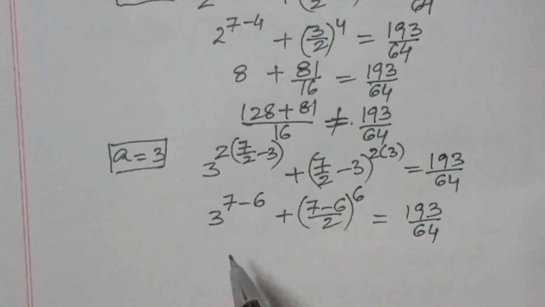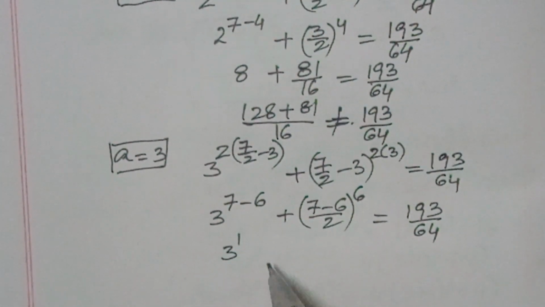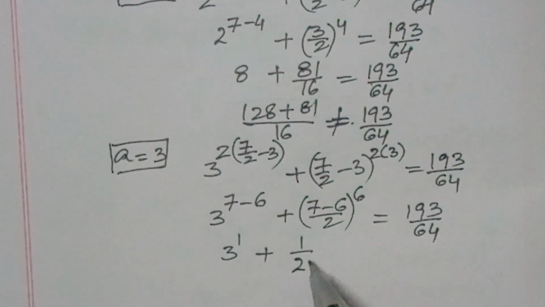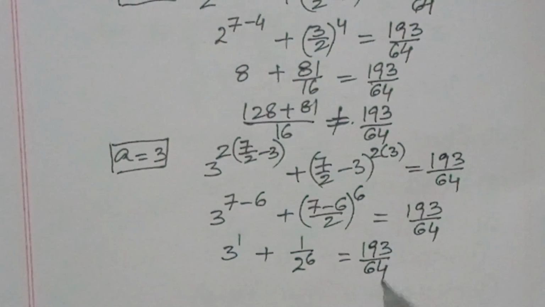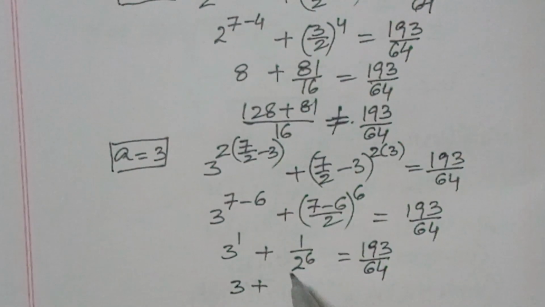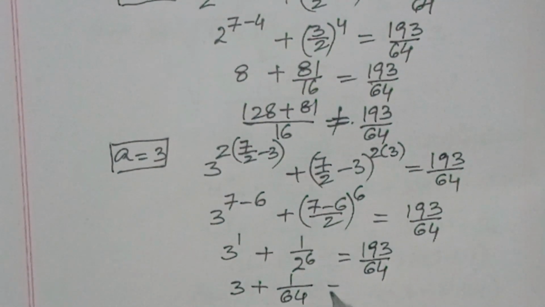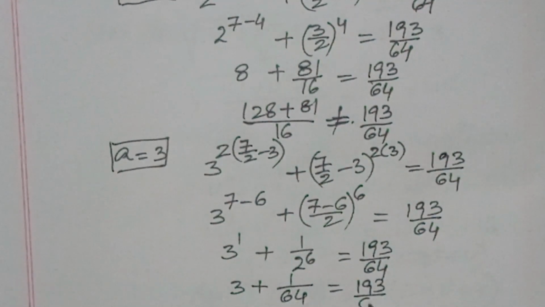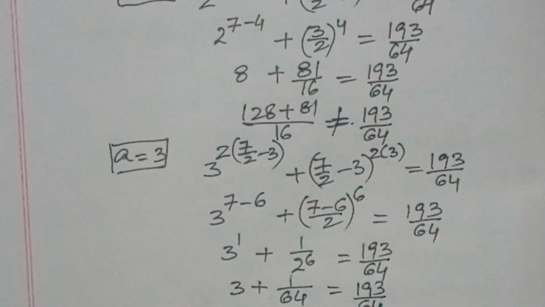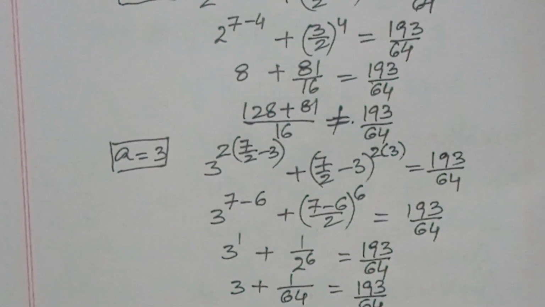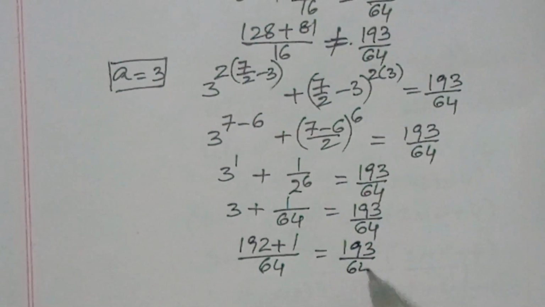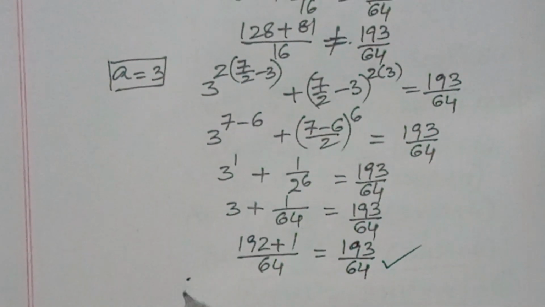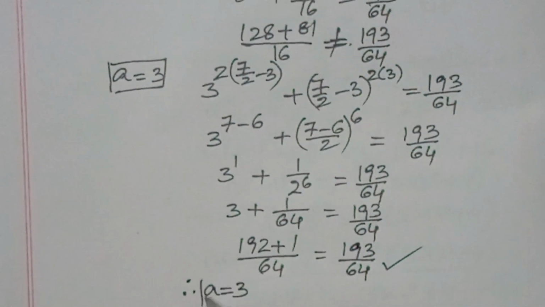So what will we get here? 3 to the power of 1 plus 1 by 2 to the power of 6 is equal to 193 by 64. So 3 plus 1 by 64 is equal to 193 by 64. So here you'll get 192 plus 1 by 64 is equal to 193 by 64. LHS and RHS are equal. Therefore, a value is 3.